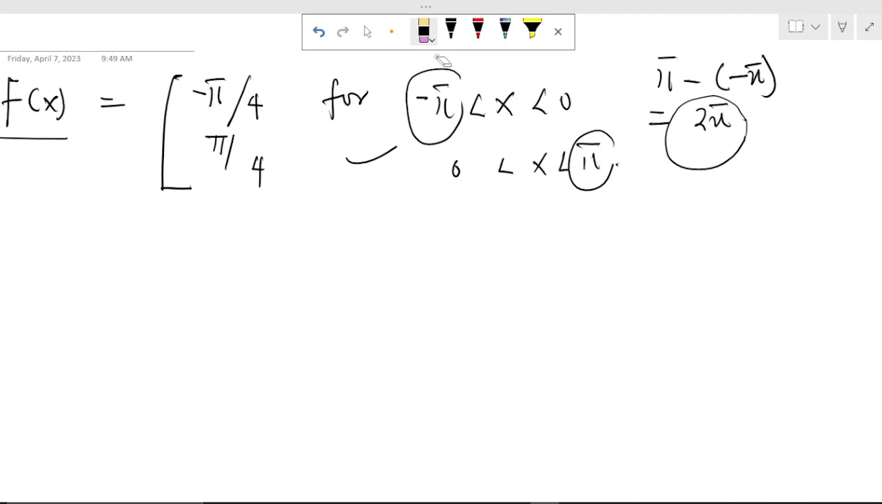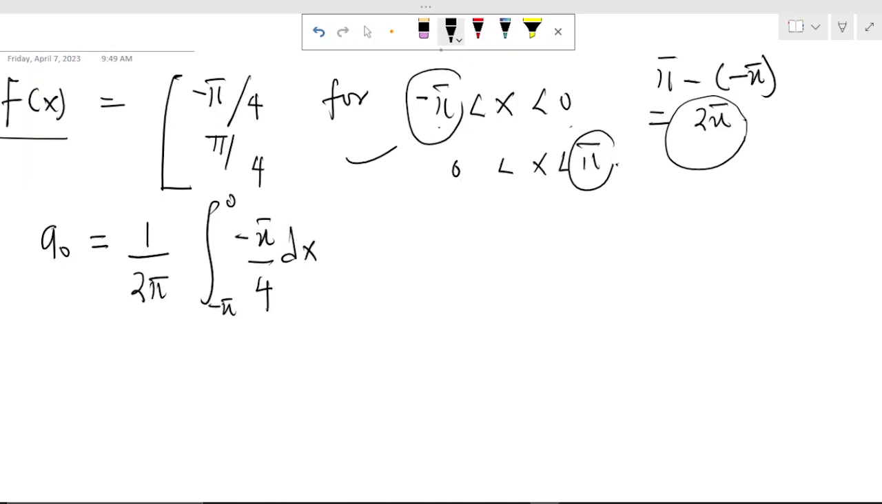So now let's find out a naught. A naught equal to 1 over, what's the period? 2 pi. Integrating from what? Now we'll have two separate integrations. So we'll have what now? Minus pi over 4, going from minus pi to 0 dx. And also we would have 1 over 2 pi from 0 to pi of what? Pi over 4 dx. So let's work around this integration. It should be very easy.